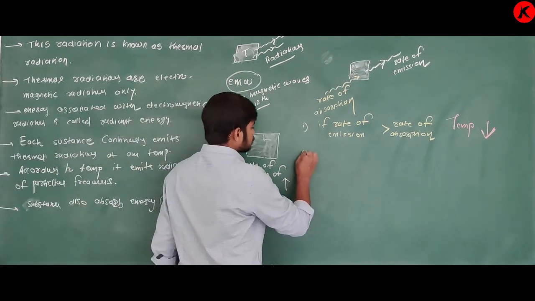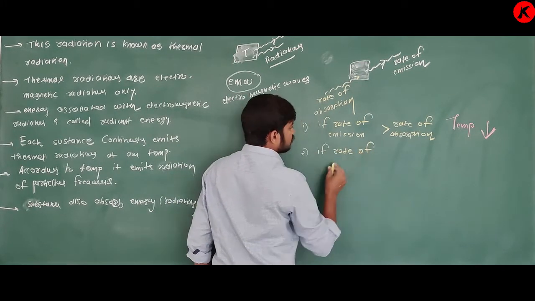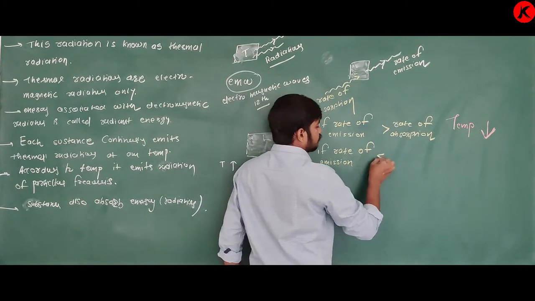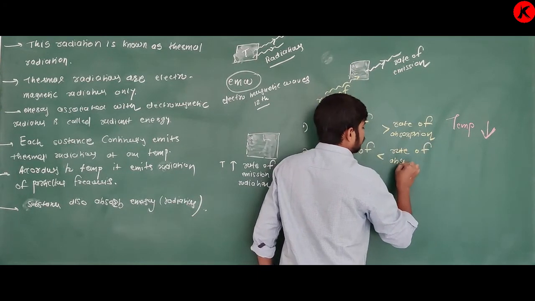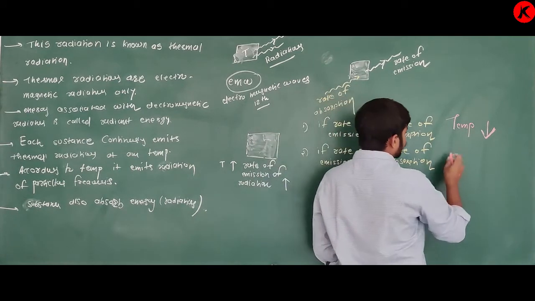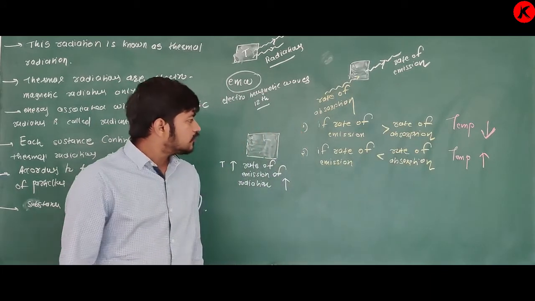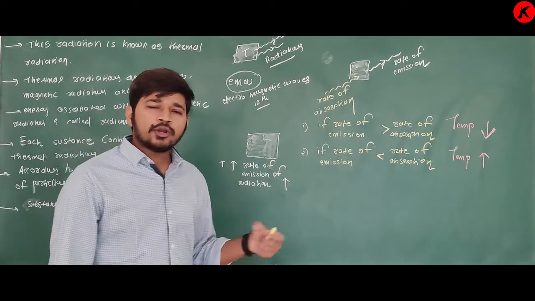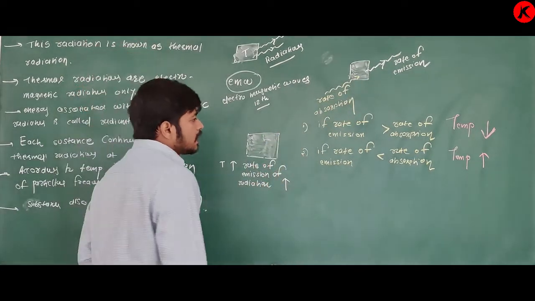Second case, if rate of emission is less than rate of absorption, then what happens? In such case the temperature of the substance increases, because rate of absorption is more, meaning it will absorb more and more energy and it is not emitting more energy, so its temperature increases.